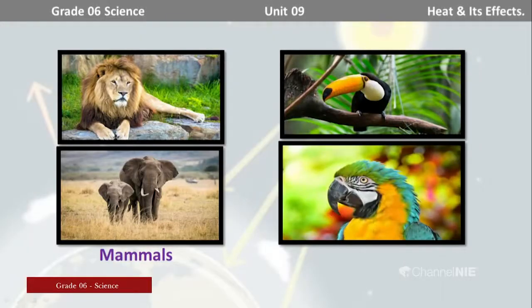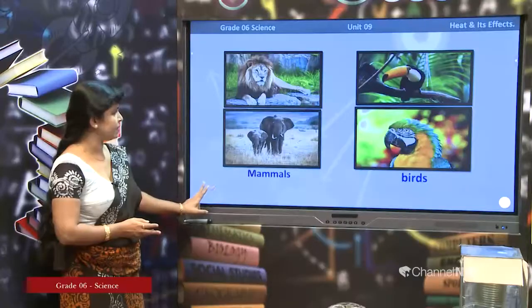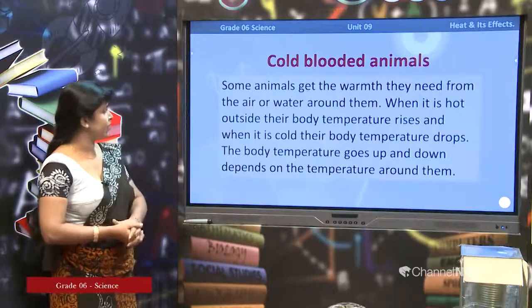Right. Now, I have given you some pictures of mammals and birds. The mammals and birds are considered as warm-blooded animals. It does not mean that their blood is warm, right? I think you could understand. Let's move on to the next one.